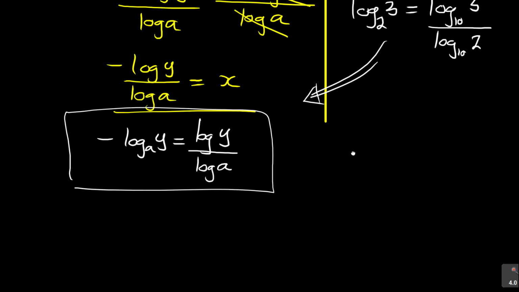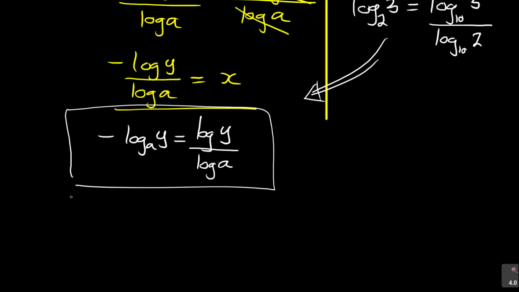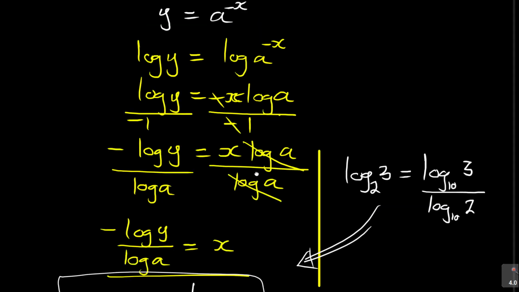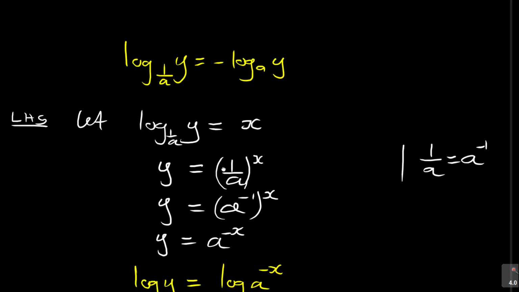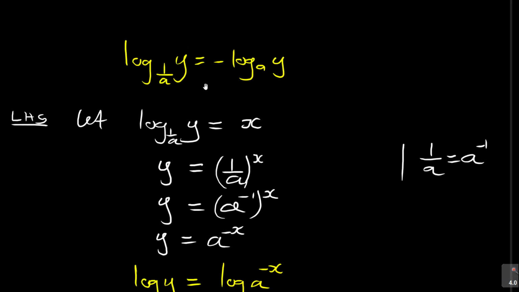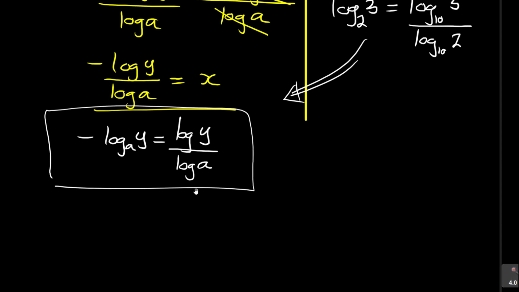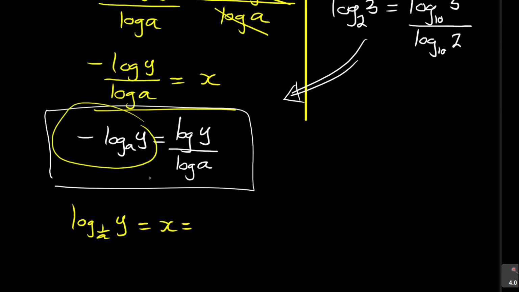Therefore, if you check it now, we go back from the beginning. It means what we started with, which was what? Log base 1 over a of y. If I write that back, log base 1 over a of y, we said let that be equal to x, and you see this is our x, which is equal to negative log base a of y. See that? So that we have proved.